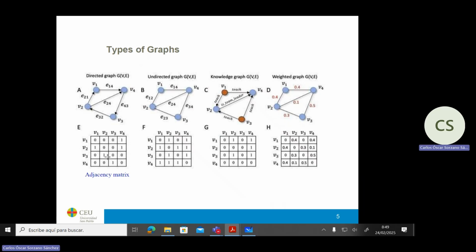Okay, so this adjacency matrix is symmetric if it is undirected. So for undirected, you see you have V1, V4, but you also have V4, V1. So this adjacency matrix is symmetric. If you transpose it, you have the same matrix. And here you simply put ones, here you put the weights.